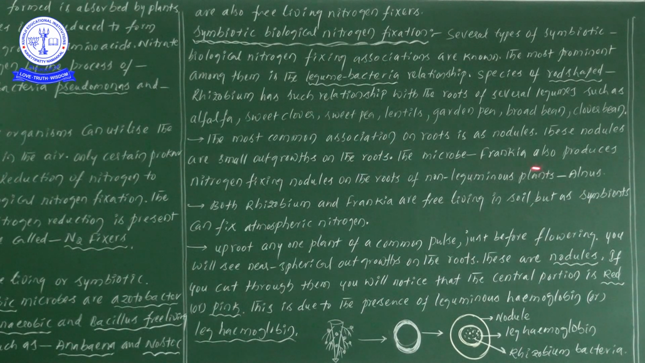Now the microbe Frankia also produces nodules. This point is also important, so note it down well. The microbe Frankia also produces nitrogen fixing nodules on the roots of non-leguminous plants. Example: Alnus, a non-leguminous plant, and the microbe example is Frankia. The microbe Frankia is associated with the root system of the non-leguminous plant Alnus.